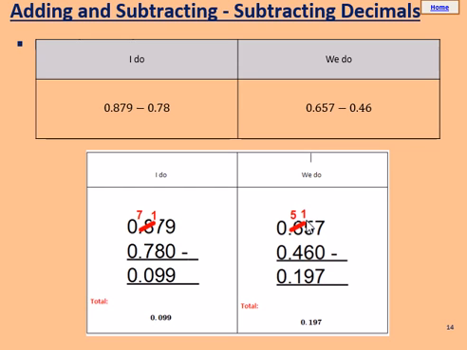So we've got 15 here now. 15 take away 6 equals 9. 5 take away 4 equals 1. Keep the decimal point, and 0 take away 0 equals 0.